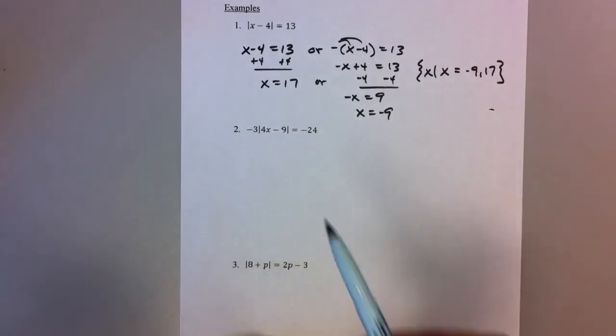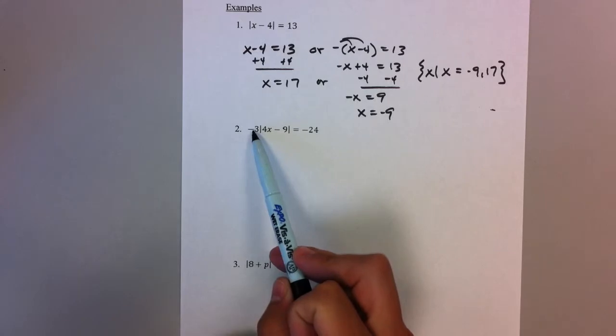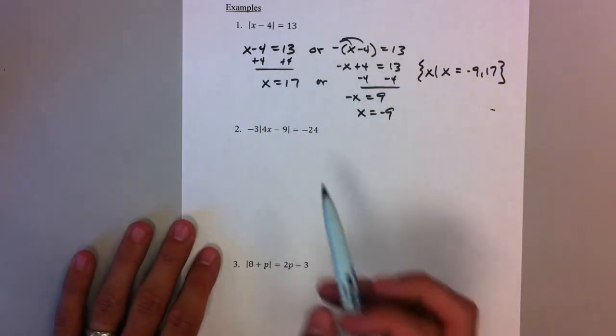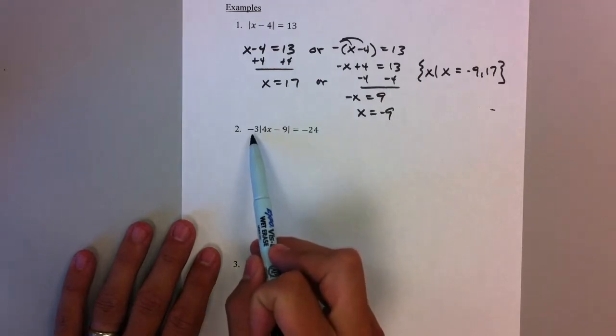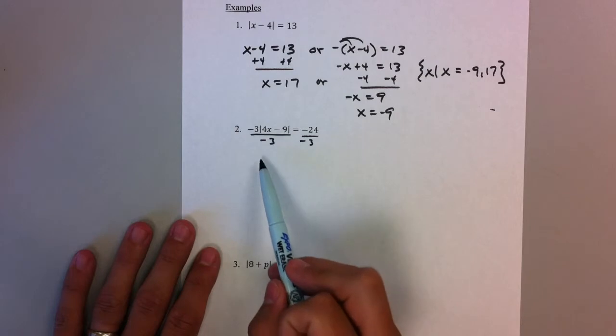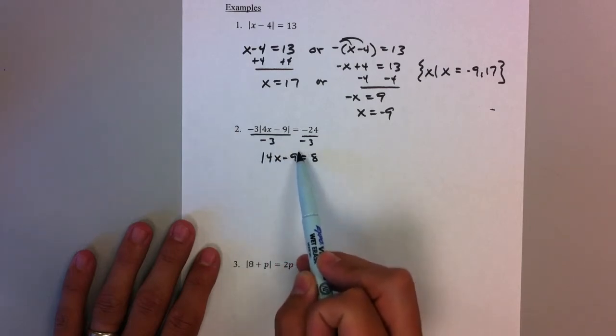Well, let's do another one. The difference on this one is the fact that this has this negative 3 sitting here. So before you do any sort of splitting up, you have to get the absolute value by itself. So that's what I'm going to do. I'm going to divide by negative 3. So the absolute value of 4x minus 9 equals 8.